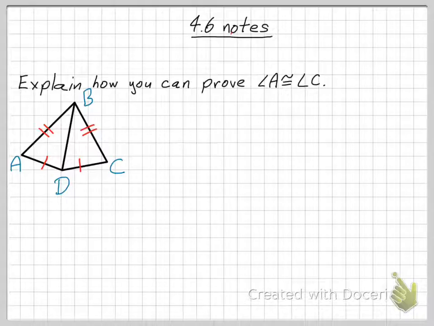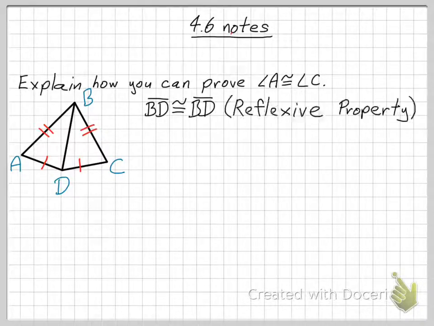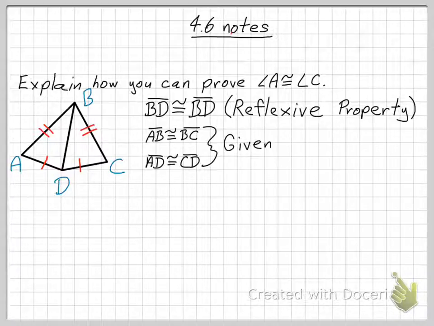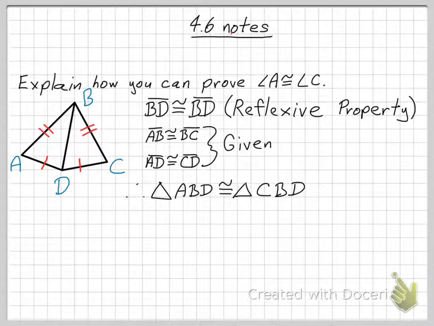In summary, if we say that one triangle is congruent to another triangle, which we've been doing all chapter, then now we get to say, okay, then this corresponding part is going to be congruent to the corresponding part of the other triangle. So in this one we have BD is congruent with BD because of the reflexive property. We also have AB is congruent to BC, and AD is congruent to CD, and that's given. So we can now state that triangle ABD is congruent to triangle CBD because of side, side, side, right?